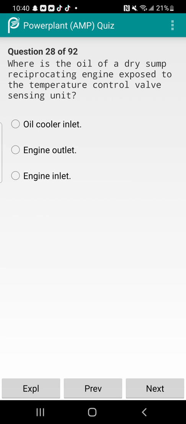Where is the oil of a dry sump reciprocating engine exposed to the temperature control valve sensing unit?